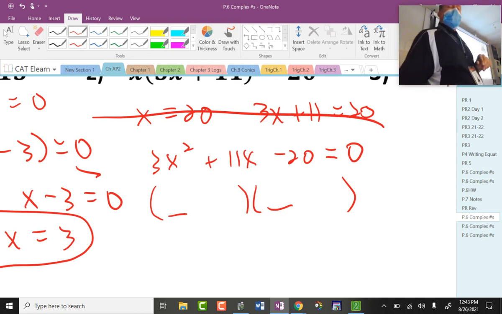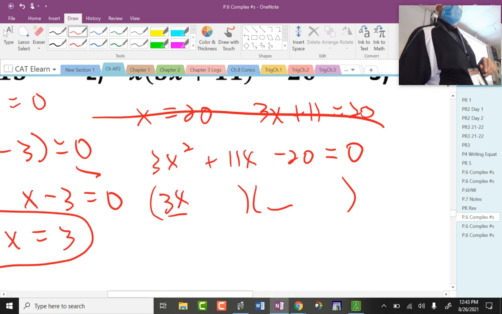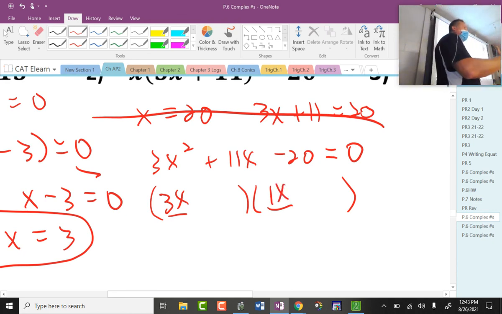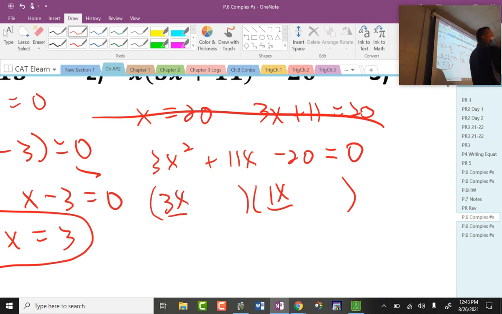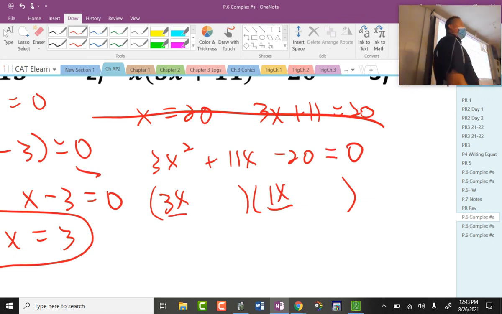Or you need an x and an x. So at least I hope you know that we've got to bust up the x's. I like the 3 and the 1, but one of them has got to be a 3x and the other a 1x, because good FOILers, good factors, get 3x squared. Now, what are some things that equal negative 20 when you have a product?